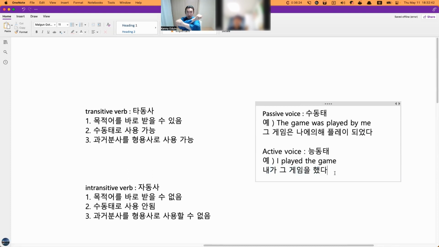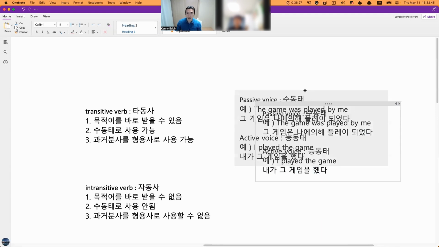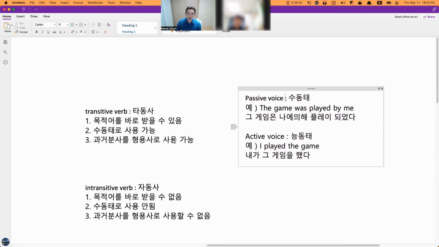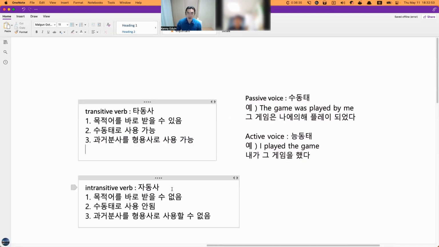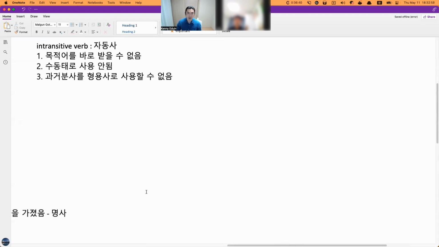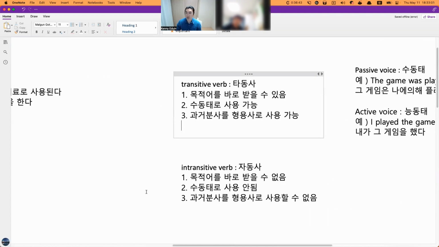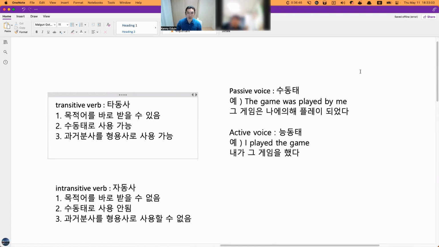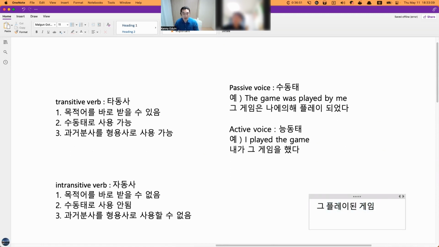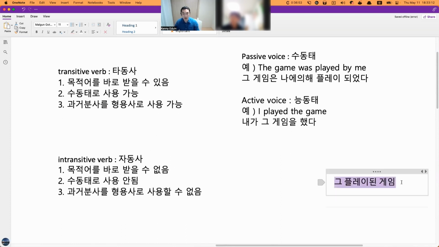So they are opposite. One thing you can use as passive voice here, and this can be just like this. Bald eraser. Make this sentence. Can you say it? Who played a game in English? The game was played? No.